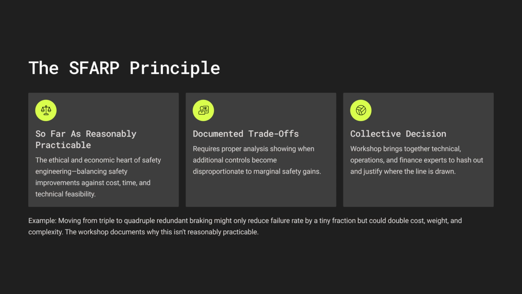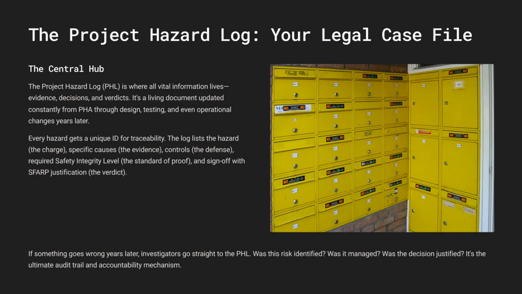Where does all this vital info live? The evidence, the decisions, the verdict, as you put it. It all lives in the Project Hazard Log, the PHL. This is the central hub. And it absolutely is a living document. It gets updated constantly, from PHA through design, testing, even operational changes years later.